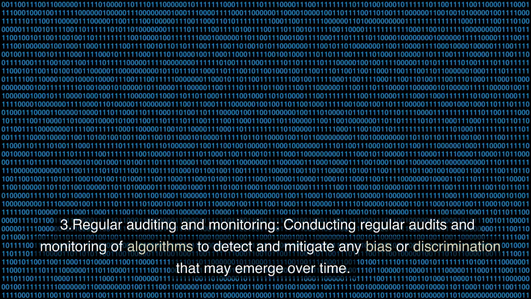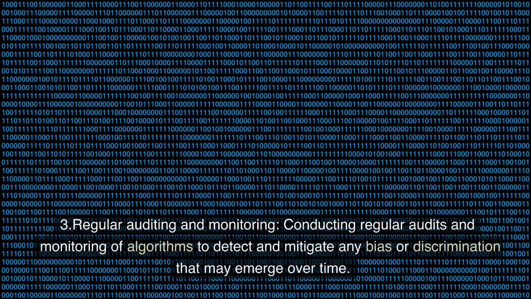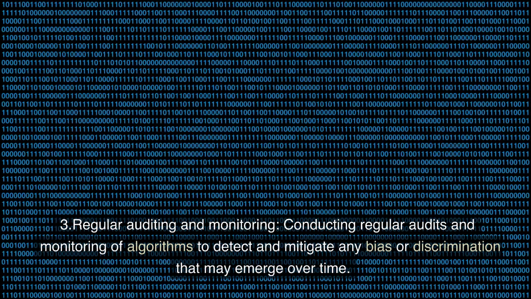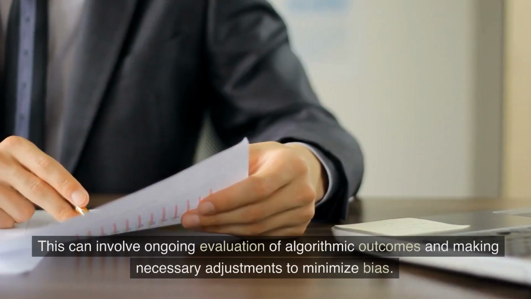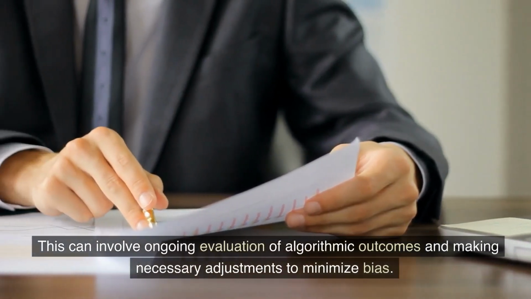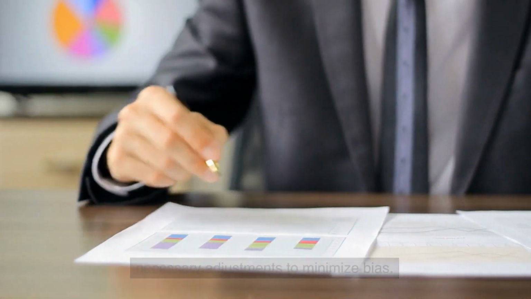3. Regular auditing and monitoring. Conducting regular audits and monitoring of algorithms to detect and mitigate any bias or discrimination that may emerge over time. This can involve ongoing evaluation of algorithmic outcomes and making necessary adjustments to minimize bias.